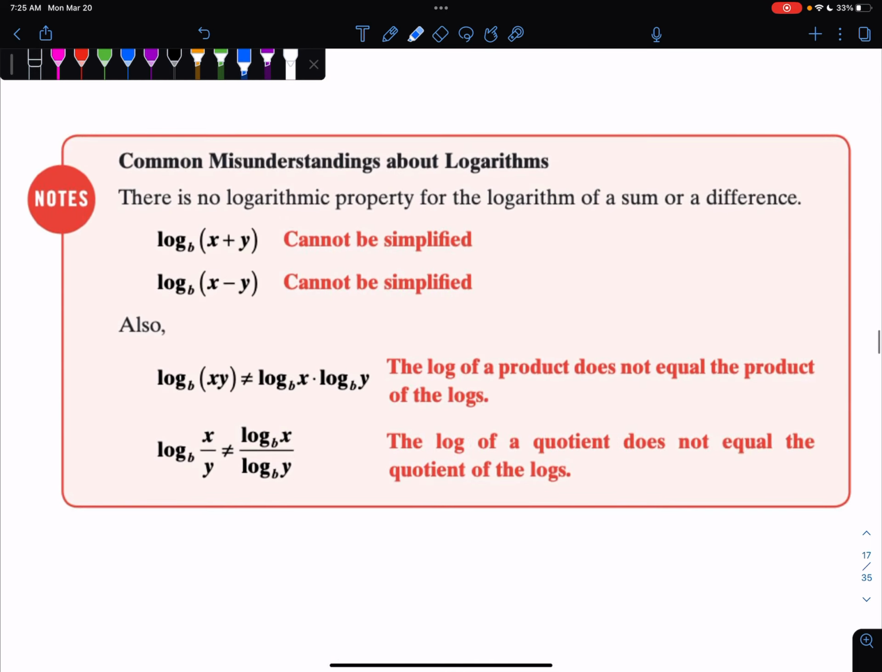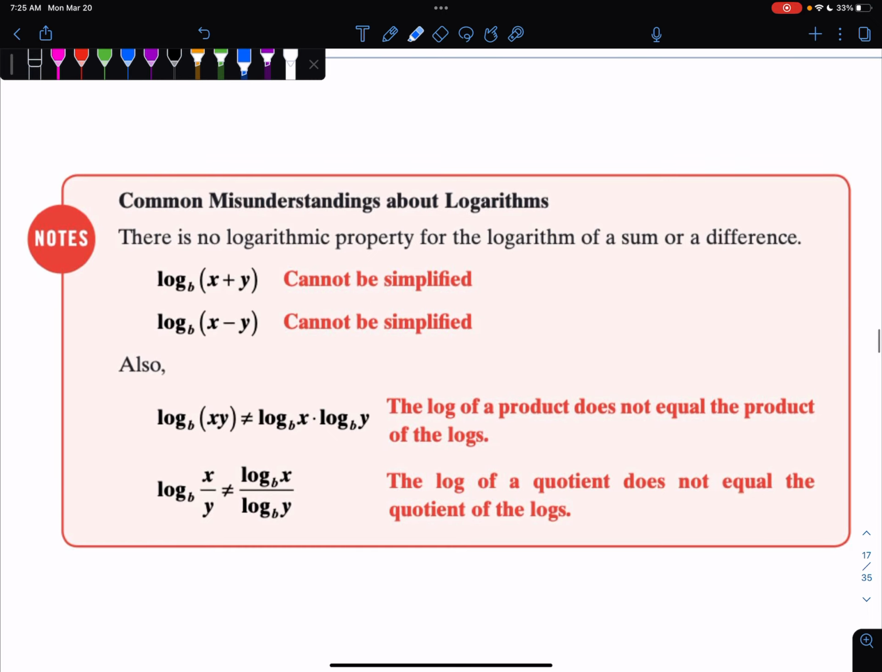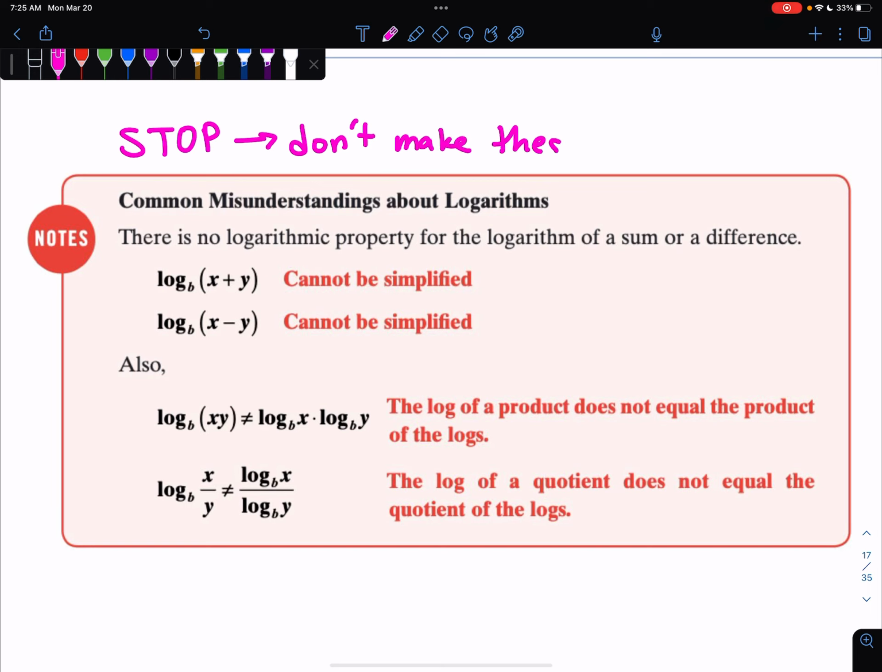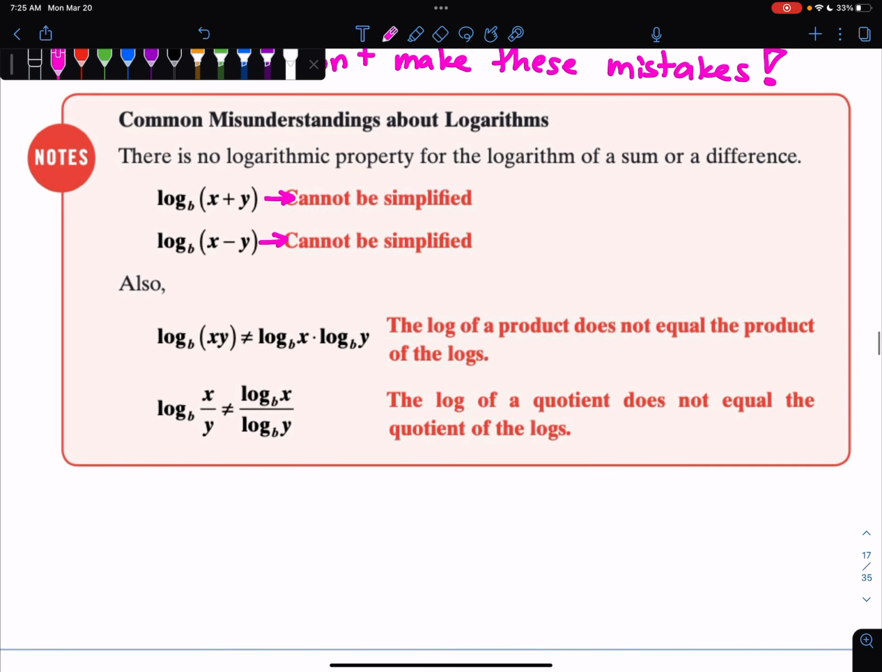So here we go. There are some common misunderstandings. It says stop. Stop. Don't make these mistakes. I want you to be very careful when you're doing this. Notice, you cannot simplify this first one. You cannot simplify the second one. They are both done.